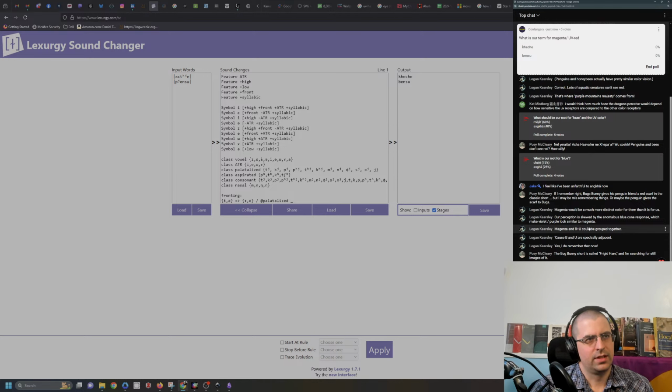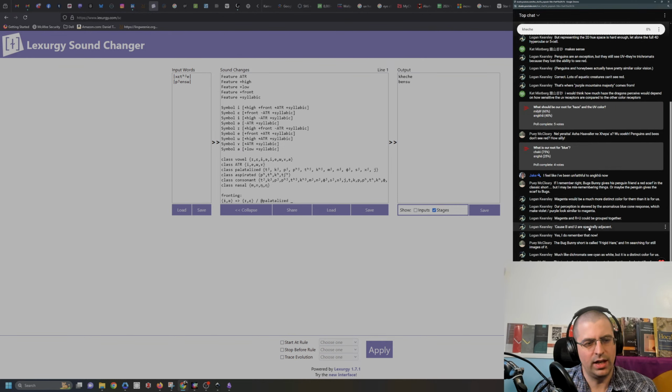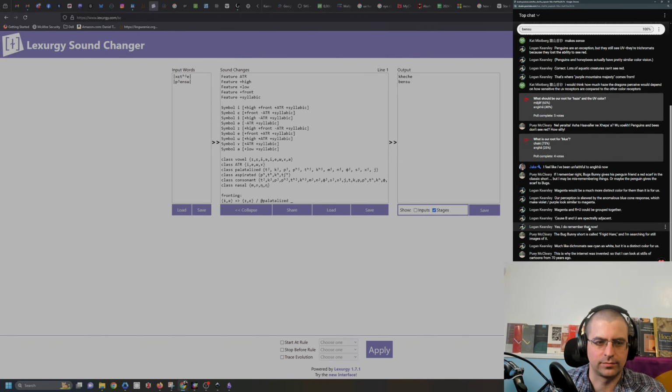Right. Dichromats will see cyan as white. They'll see whatever is in between the two colors they can see as white, and we see anti-UV as white. It's wonderful. Okay. Yeah.